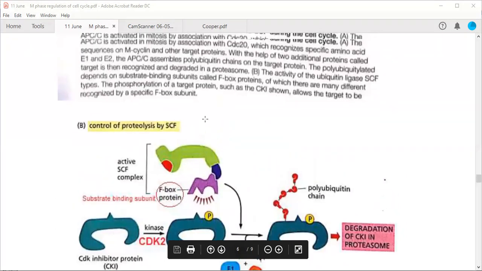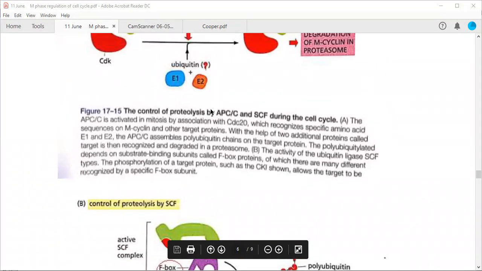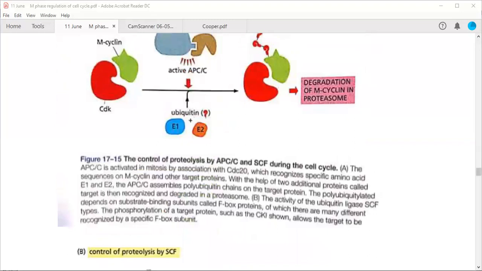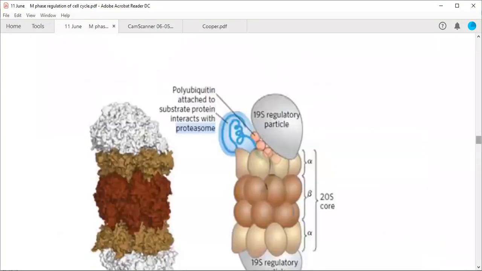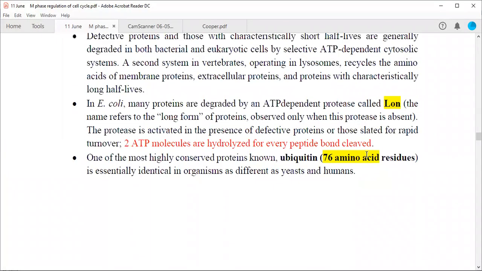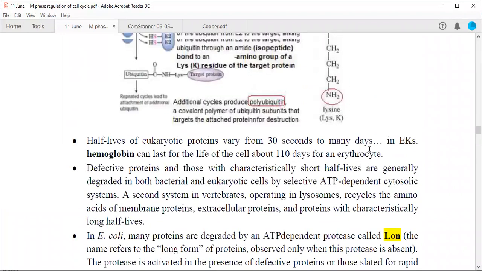I hope some of you have read about this proteasomal degradation. Some of you may not be able to get this, who are in their BSc standards. So okay, there is no problem.